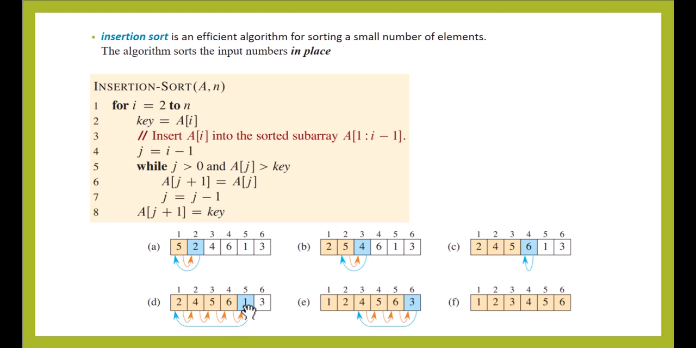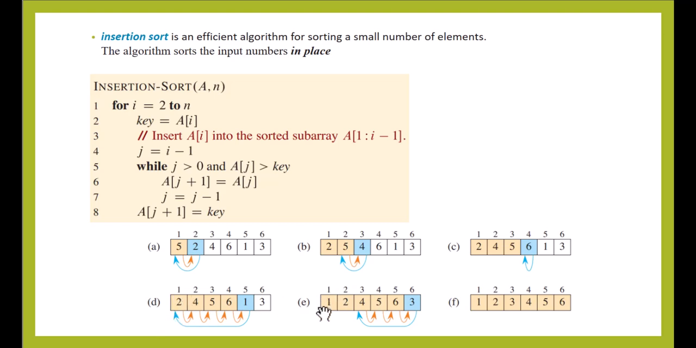6 will be switched to this position because it's more than the key, and j will be reduced by 1. So we will go to 5. 5 is bigger than 1, so it will be switched here. 4 also, and 2 also will be switched, and here will become empty.